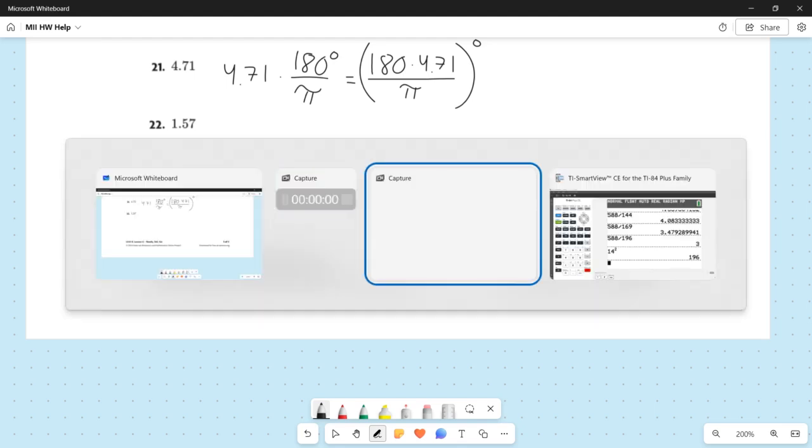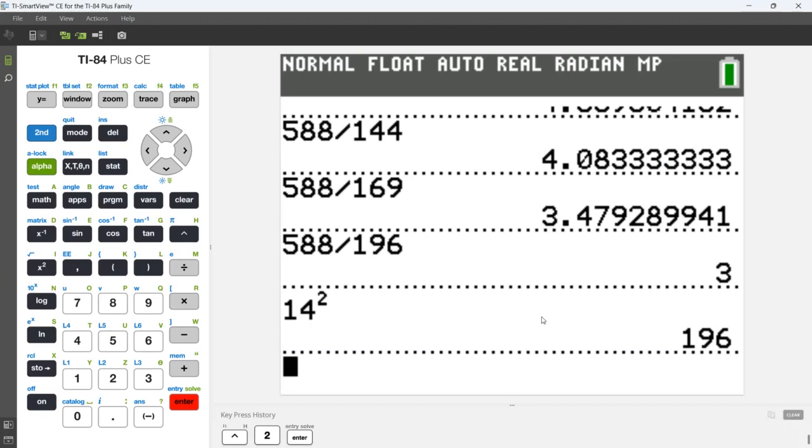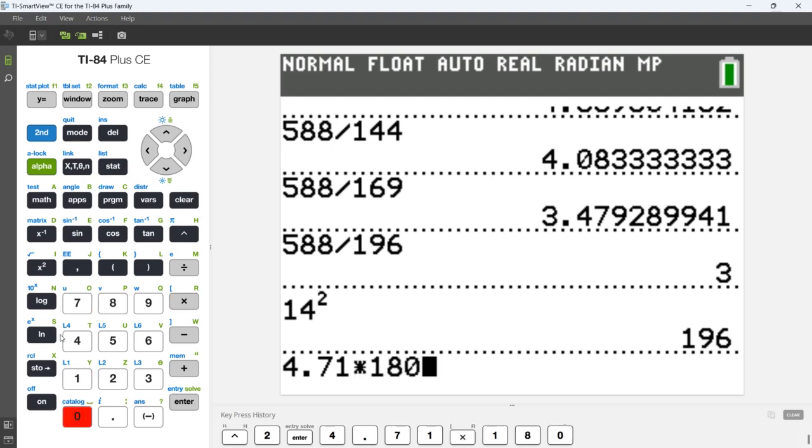So this I certainly can't do in my head, so we go to our calculator, and we are going to type in 4.71 times 180 and divided by pi. We don't need any parentheses here. If you want to include parentheses, you're more than welcome to, but it turns out that they're actually not necessary in this problem. But if using parentheses in some way would make you more comfortable, that's fine. Just don't use them in a way that's going to give you the wrong answer.